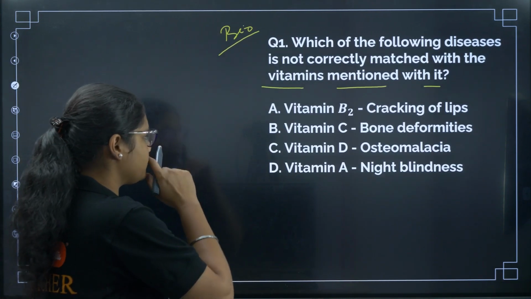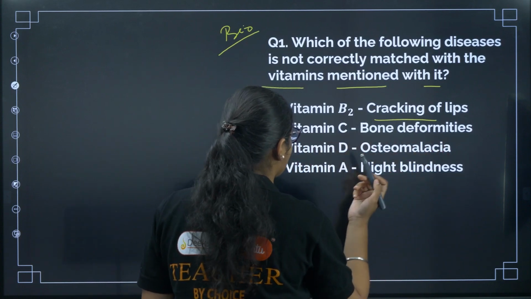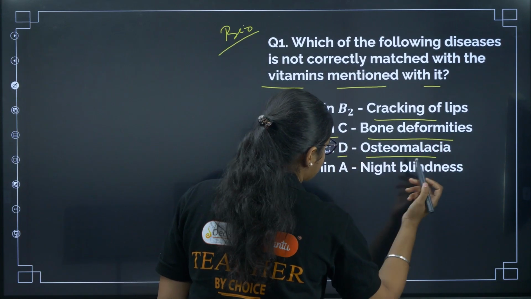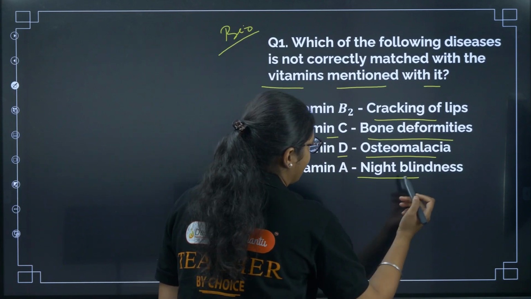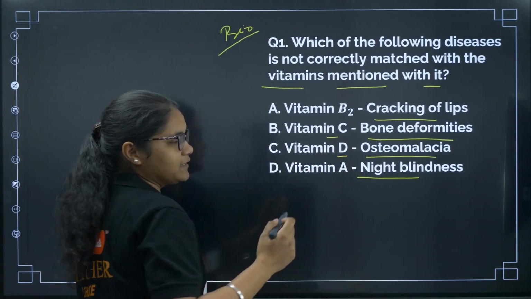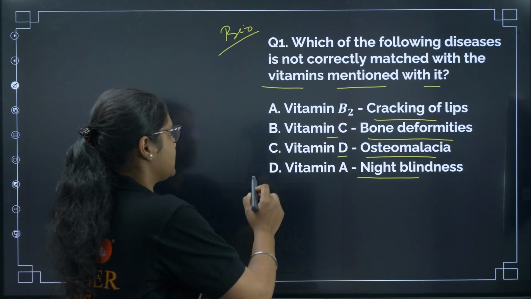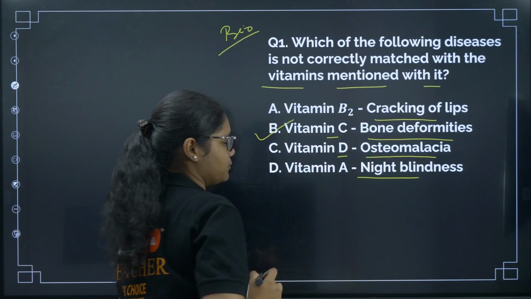Now coming to this one here: vitamin B2, cracking of lips; vitamin C, bone deformities; vitamin D, osteomalacia; and vitamin A, night blindness. You know deficiency of vitamin C is the cause of scurvy. So the not correctly matched is your option number B.